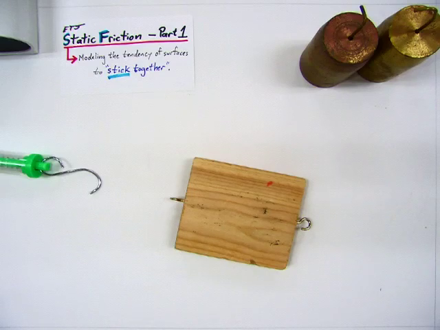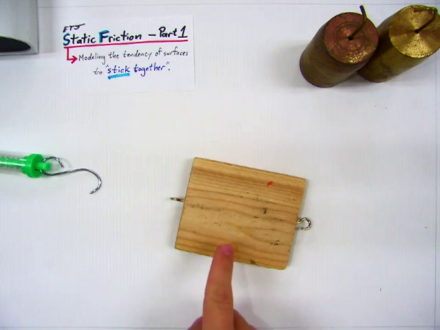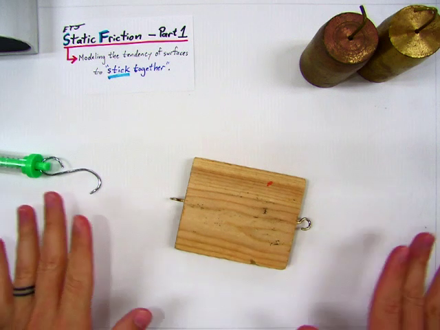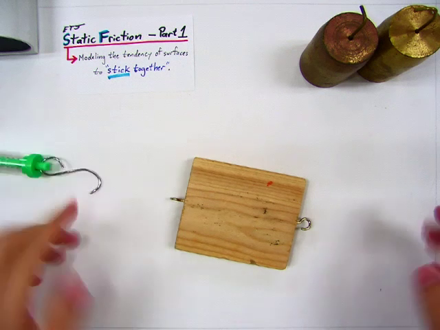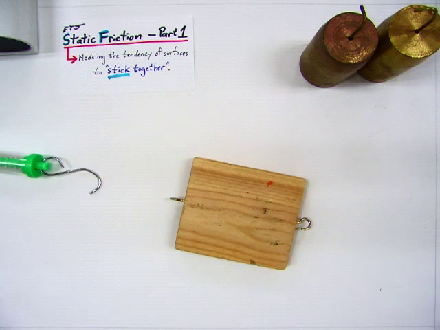Static friction, part 1. All surfaces have this tendency to stick together, and this sticking interaction we call the force of static friction. This wood block sitting here on the tabletop at the moment, I know that there is no force of friction on the block as it sits here at rest.